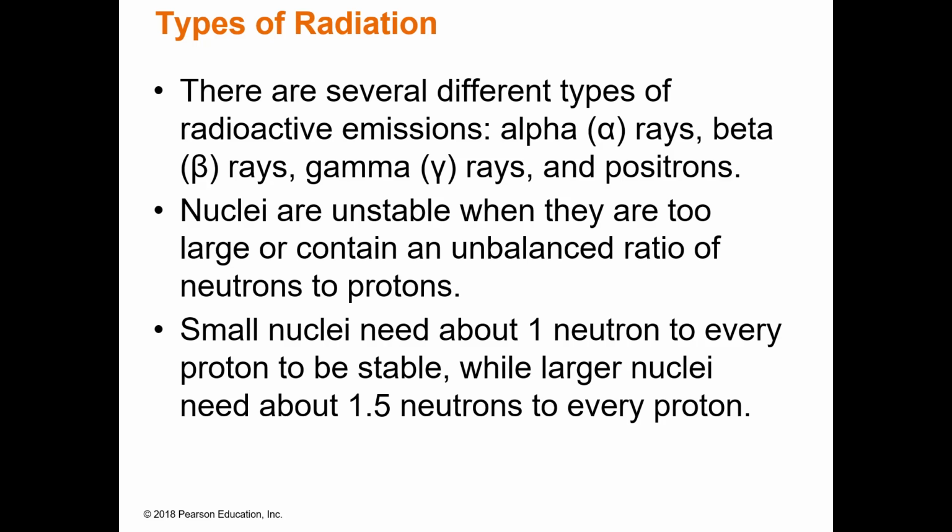We call this radioactive decay. When atoms decay, they might release alpha, beta, or gamma radiation. Smaller atoms usually need a 1-to-1 ratio of neutrons to protons to be stable. But bigger atoms, like uranium, need more neutrons than protons to hold the nucleus together. Understanding that balance helps us predict which atoms are likely to be radioactive.